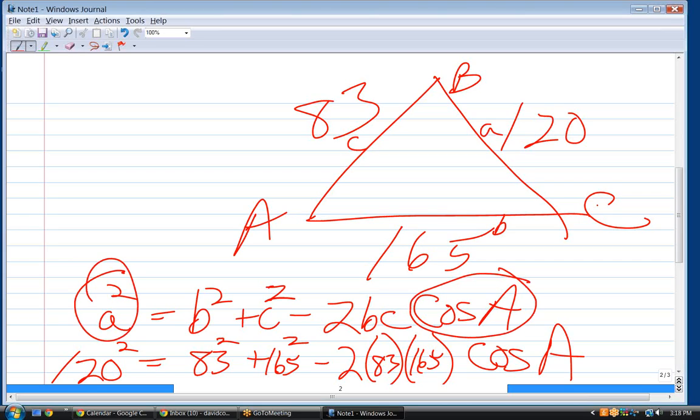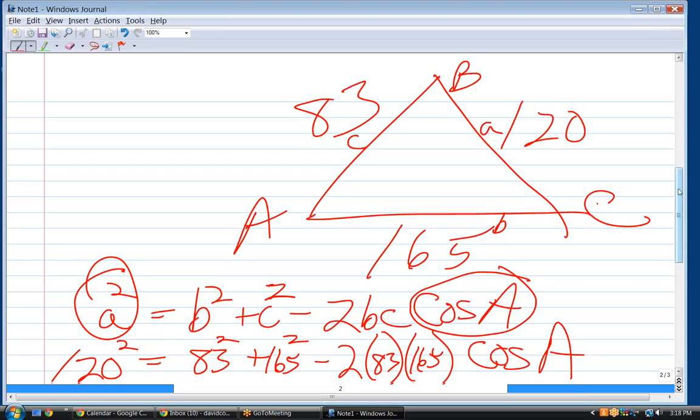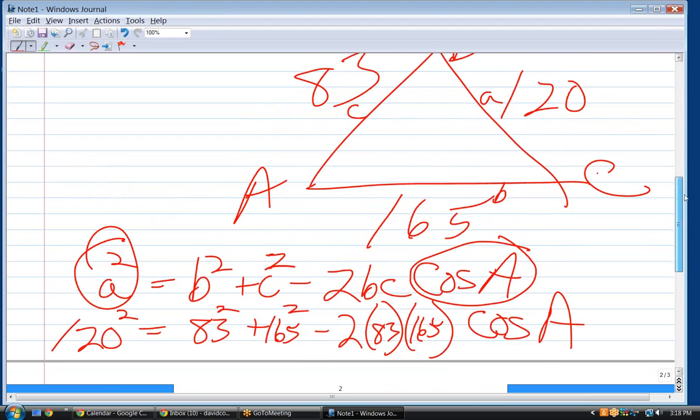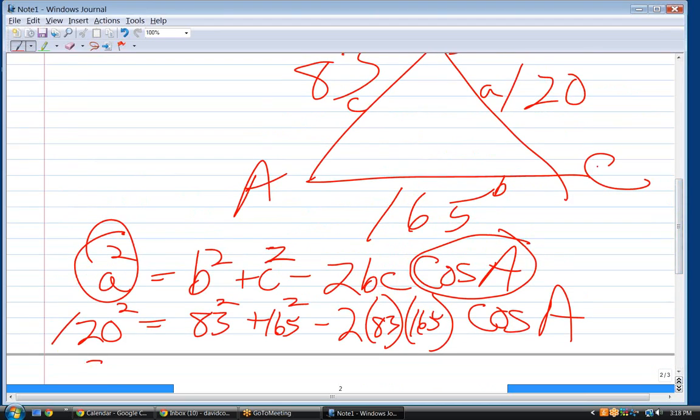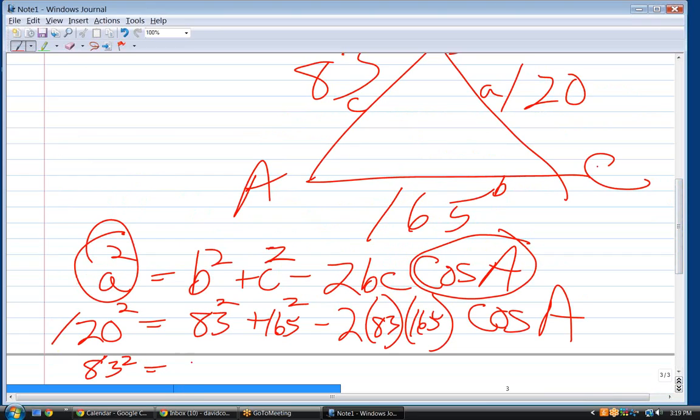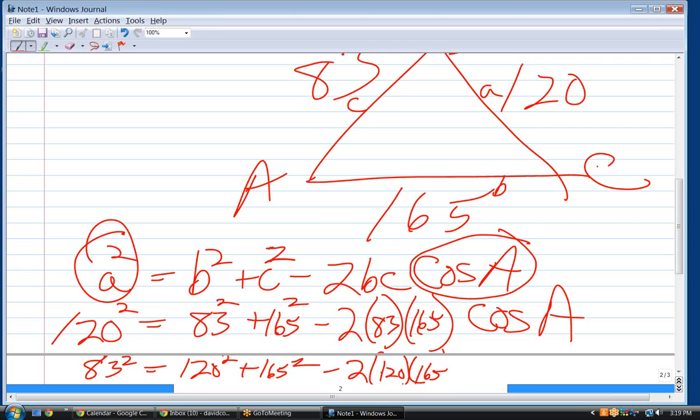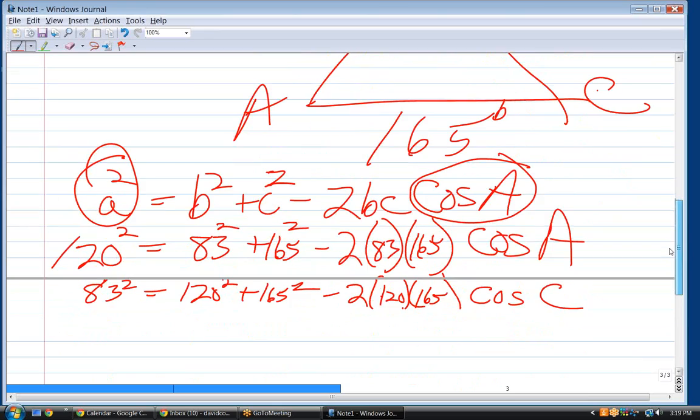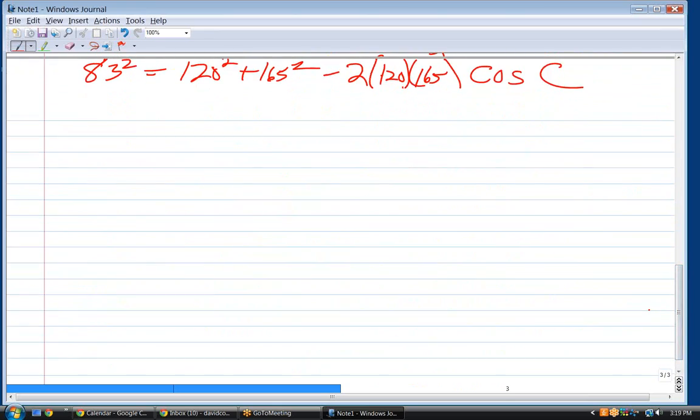Yeah, but if you use 83, then it's the angle in between 120 and 165, which is what the question is asking. Okay. I see what you're saying. All right. Yeah. Let's do that. So you're right. 83 squared equals 120 squared plus 165 squared minus 2 times 120 times 165 times the cosine of C. And you're right. That's what they asked for, was the angle C.